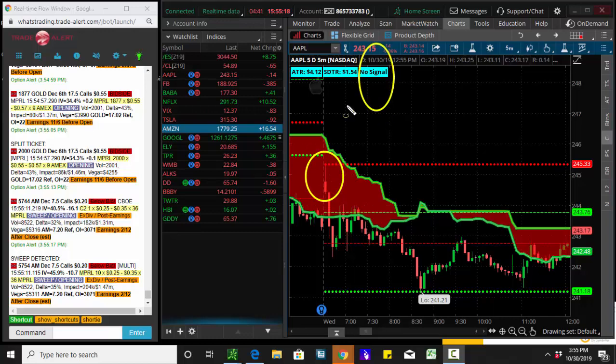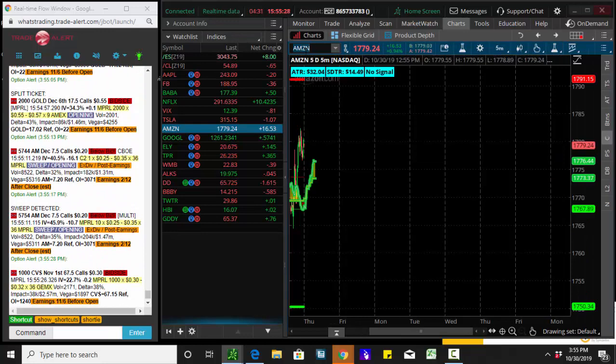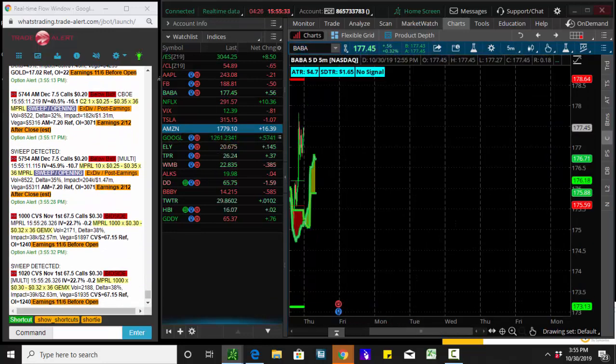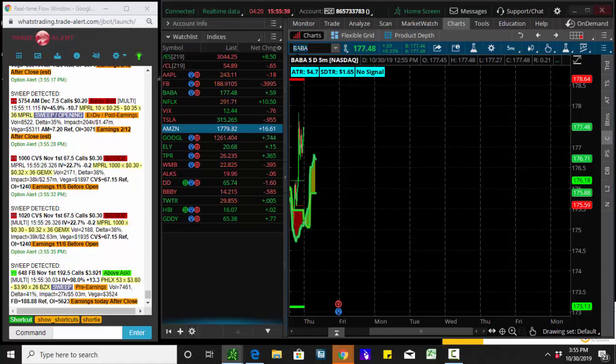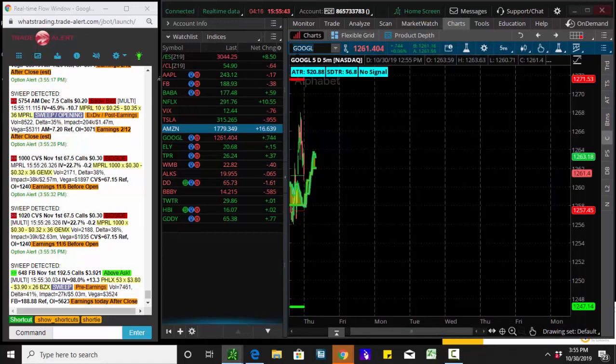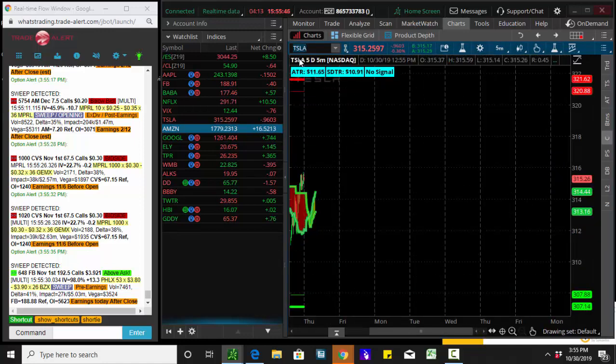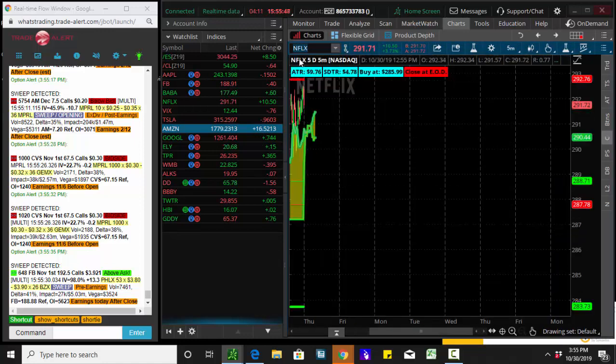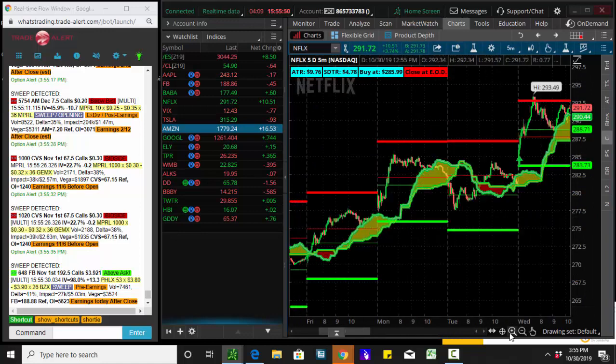Why is it no signal? Because it's a bear bar in the cloud. Then we go to Amazon, no signal. And it literally says no signal on the chart. Okay, Baba, no signal. So we can pull up the chart to look and analyze it, but this will just tell you what's a signal and what's not. So if we go through all the possible trades, there's 7 of them. Facebook, no signal. Google, no signal. Tesla, no signal. And then the last one, which hit a signal, was Booyah to ya, Jim.